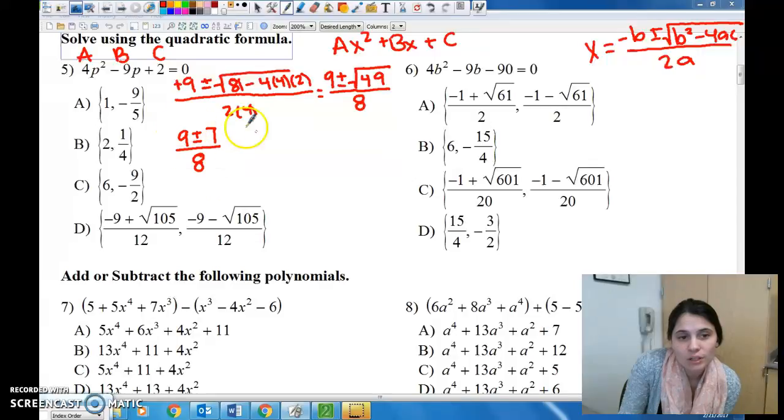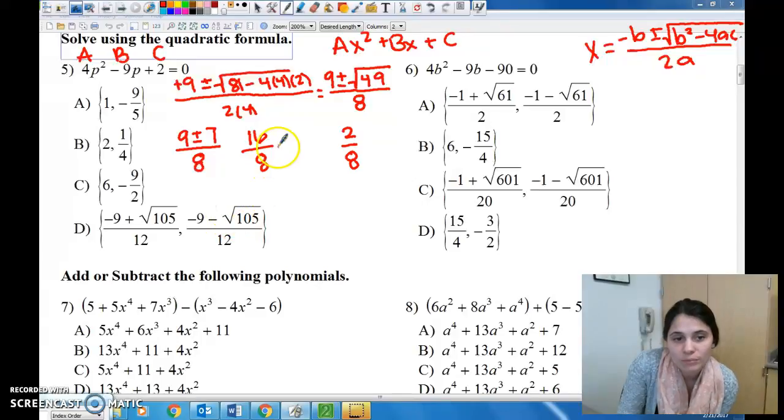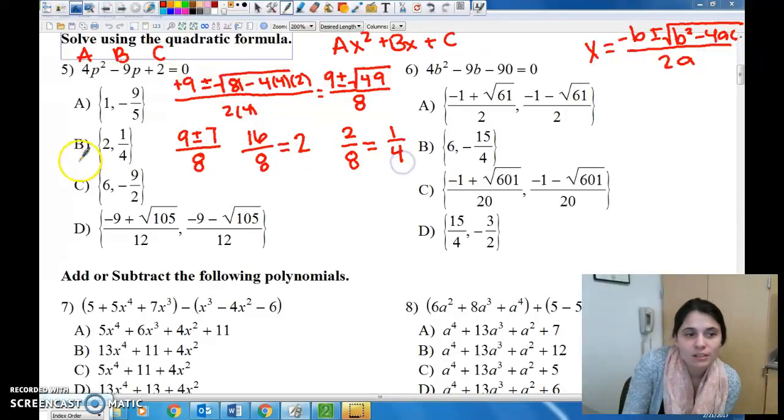So I'll do that first. 9 plus 7 is 16 divided by 8. And then 9 minus 7 is 2 divided by 8. So there's my two solutions. I just need to simplify them. So 16 divided by 8 is 2. 2 over 8 just simplifies to 1/4. So my solution is B, 2 and 1/4.